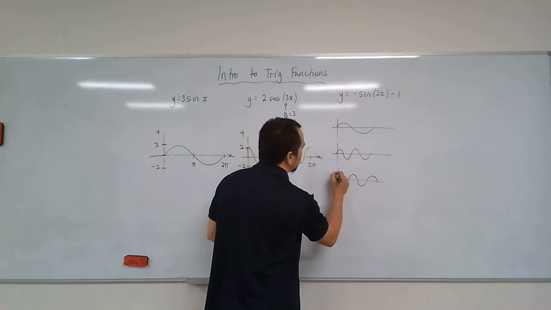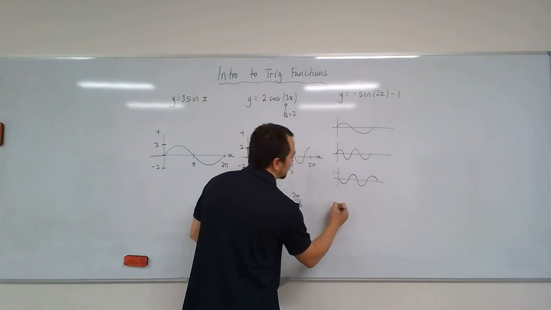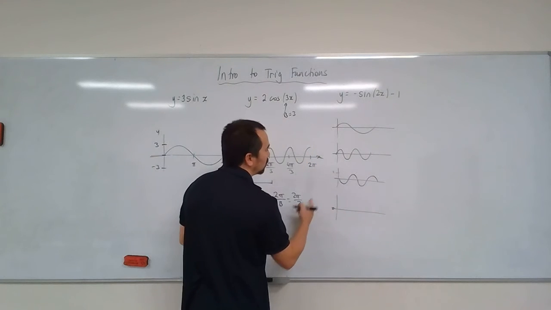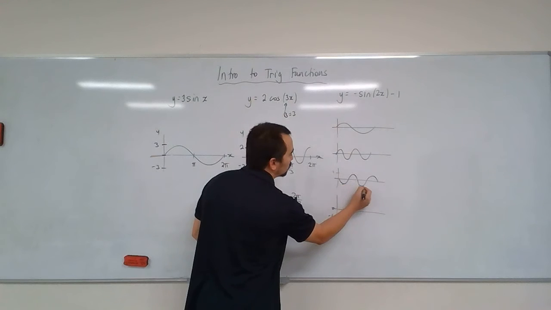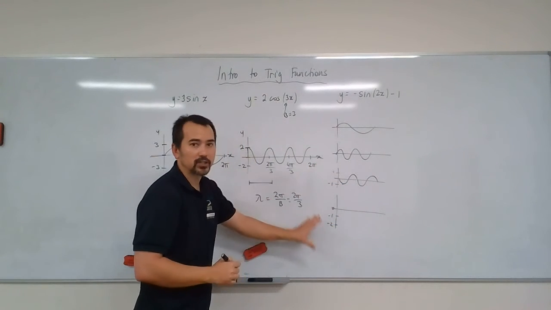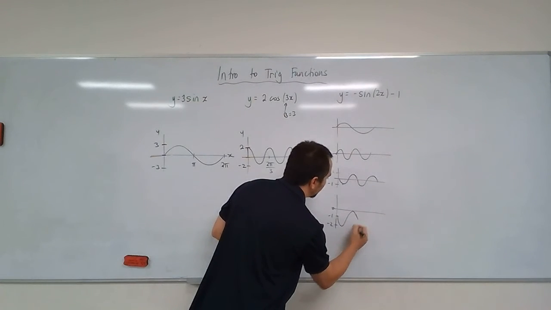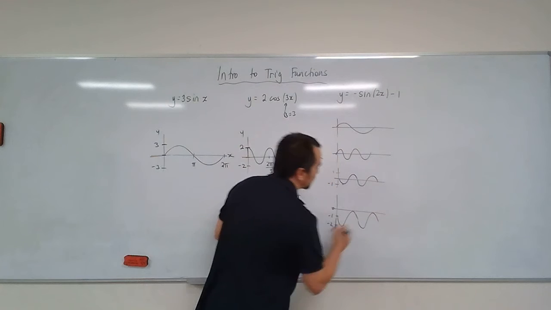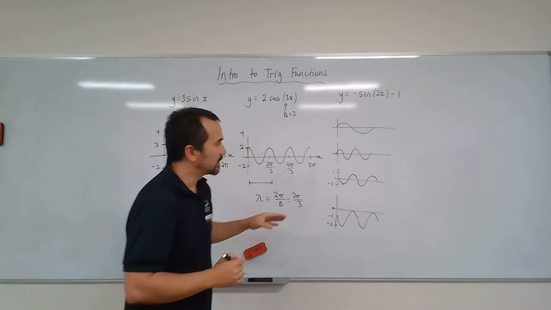What was peaking at 1 is now peaking at 0. What was the equilibrium at 0 is now at negative 1, and what was the troughs at negative 1 is now at negative 2. So the entire graph just shifted down 1 unit. So it now looks like this. There's my first cycle, there's my second cycle. So those are the 3 transformations that have taken place.